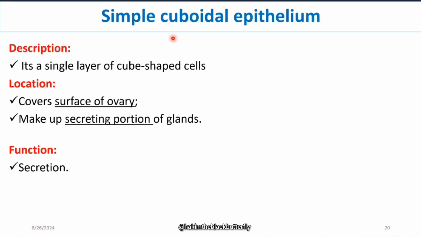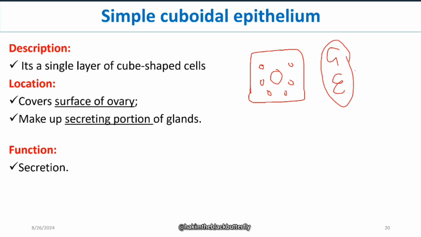Simple cuboidal epithelium. Now, the cuboidal cells are large cells. These cells are large because they contain a lot of organelles that include the Golgi apparatus, the endoplasmic reticulum, and we know these organelles are going to be doing one thing. They are going to be secreting, producing vital products of the body. So all parts of the body that are lined by cuboidal epithelium, whether simple or stratified, those parts of the body are going to be involved in secretion.